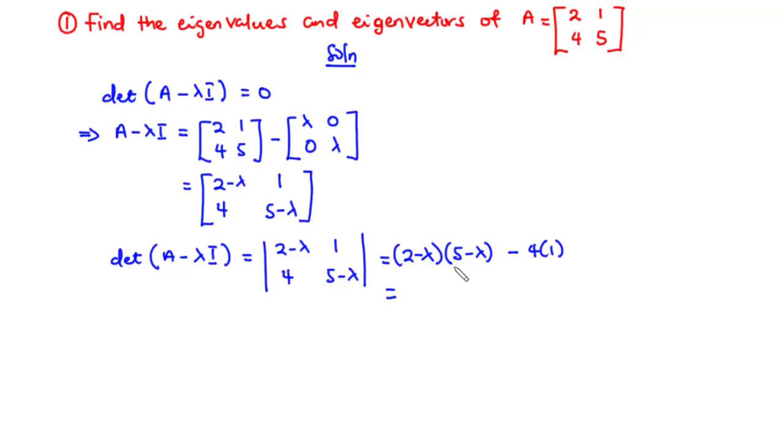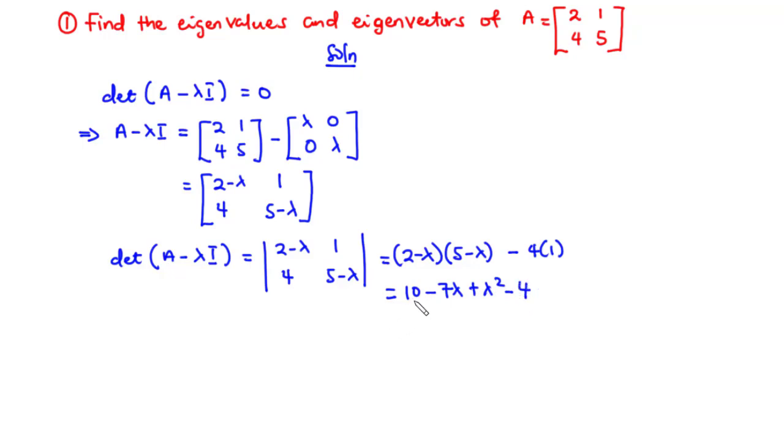Now let's multiply these two. So 2 times 5 is 10. 2 times negative lambda is negative 2 lambda. Negative lambda times 5 is negative 5 lambda. And then negative lambda times negative lambda is plus lambda square. Now we have negative 2, negative 5. So let's just simplify this so that we have negative 7 lambda plus lambda square minus 4.